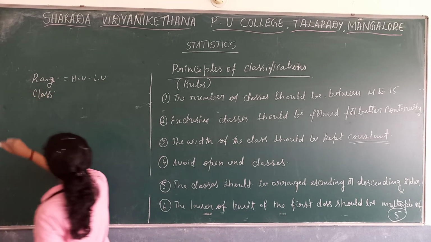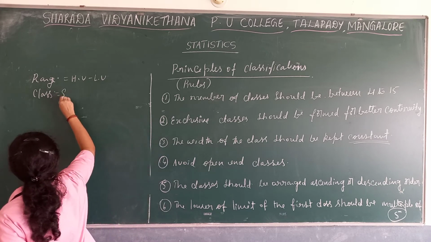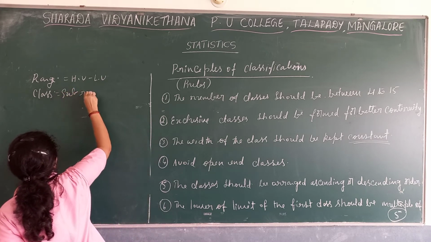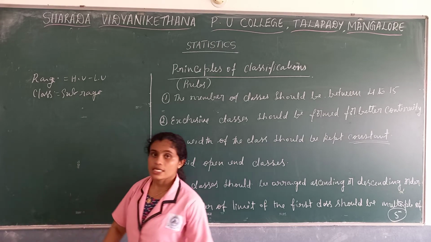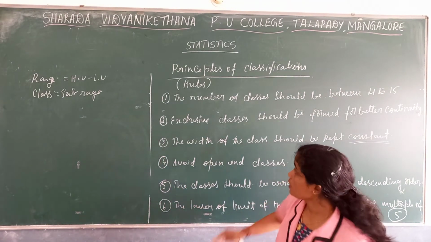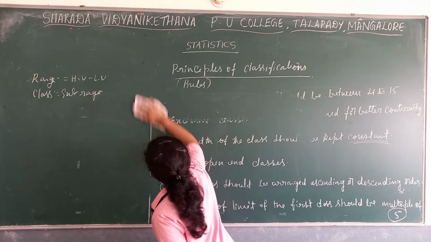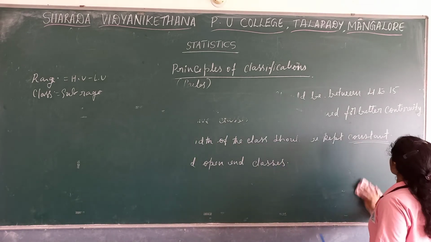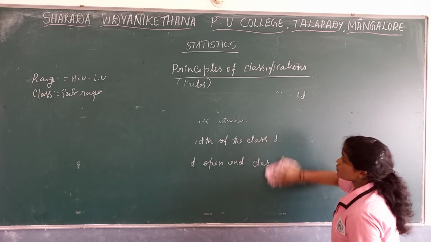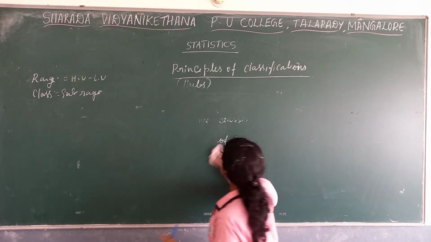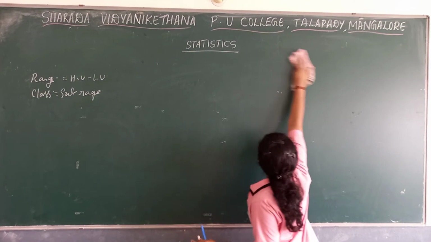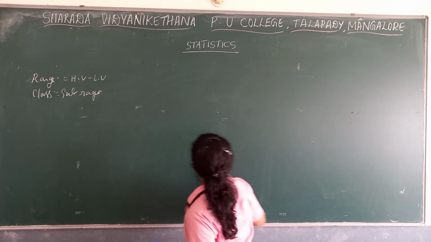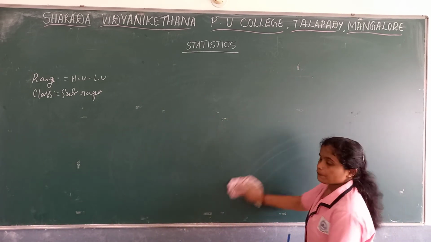Next we have seen the class. Class is nothing but a sub-range. I gave an example while discussing. Now we'll see once again. Those concepts which we have studied till now are very, very important concepts. They will come for 1 mark as well as 2 marks.